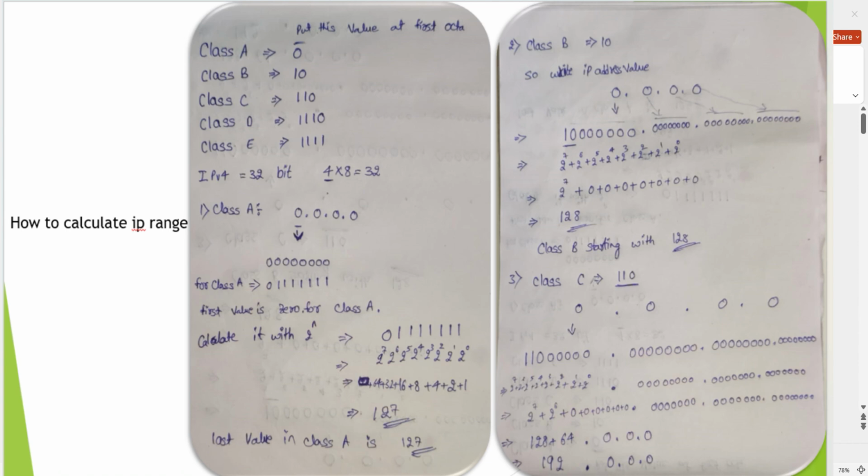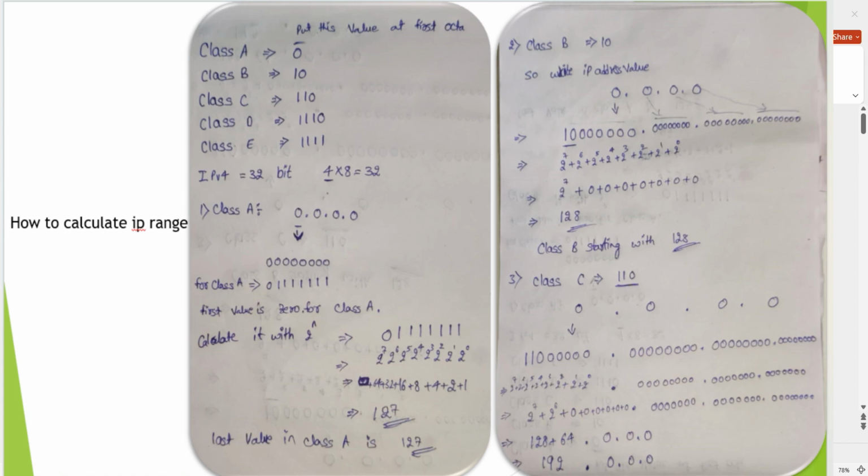In class A, the first value in the first octet should be 0. Coming to class B, in the first octet the value should be 1 and 0. Here you can see the first octet, second octet, third octet, and fourth octet. Each octet is divided into 8 bits, right? The first octet has 8 bits, the second octet 8 bits, the third octet 8 bits, and the fourth octet 8 bits.